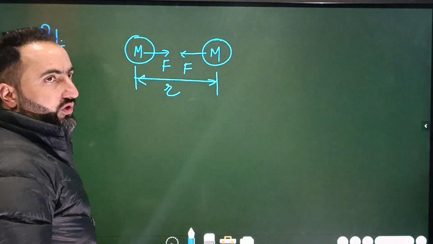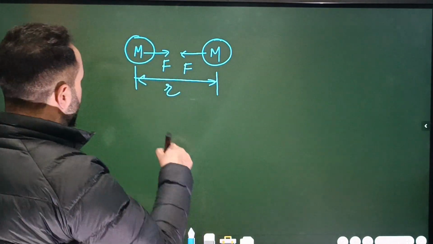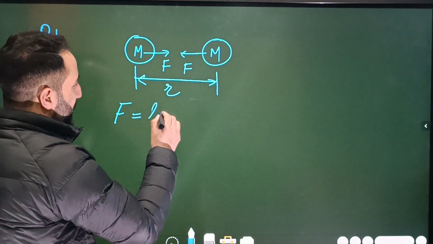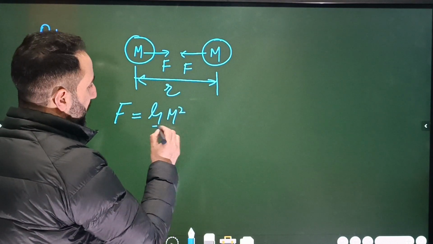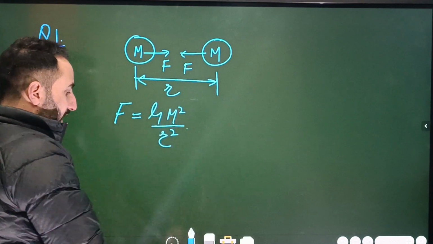ठीक है ना बेटा. Can you calculate the value of F? Yes, of course we can calculate the value of F. So what is the value of F? F is simply equal to G multiplied by M into M, that is M square divided by R square. Okay, now the question is like this.